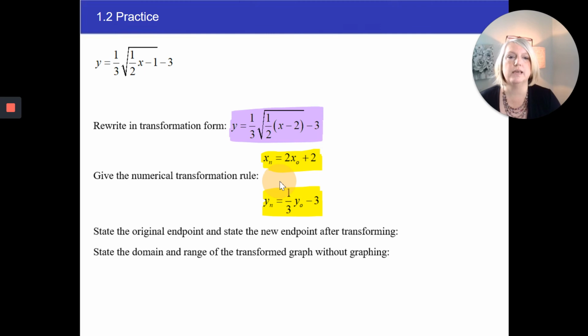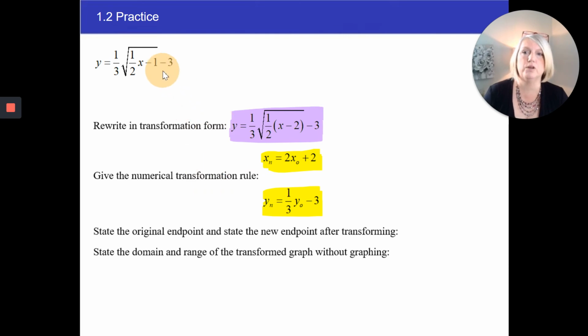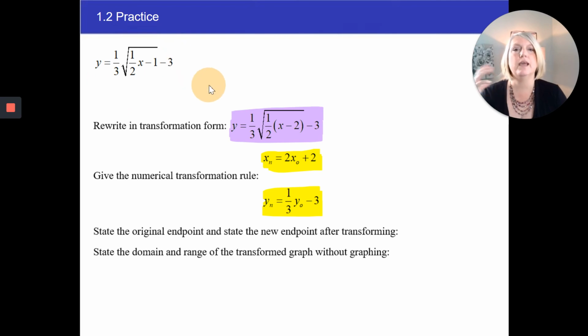And then, of course, the output transformations, the stuff that happens outside the function. I didn't ask for the parent graph, but hopefully you realize the parent graph is square root of x, because that's the function that's shown. So the things that happen on the outside, 1/3 and -3, are the output transformations, and they do exactly what it says because they're outside. So I have a vertical shrink by 1/3 and a shift down of 3.